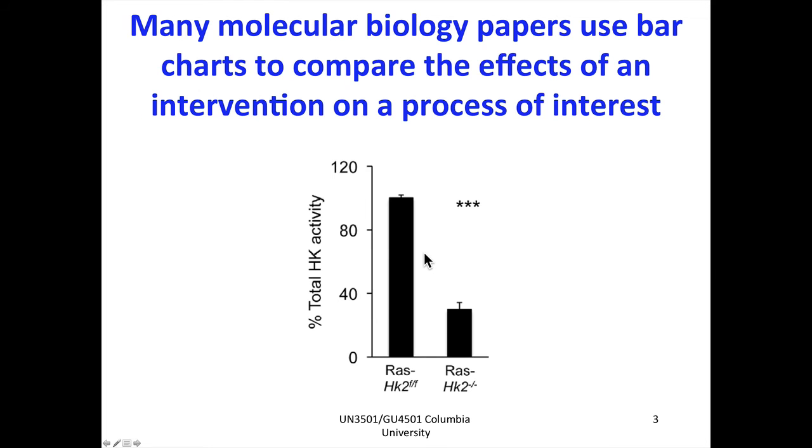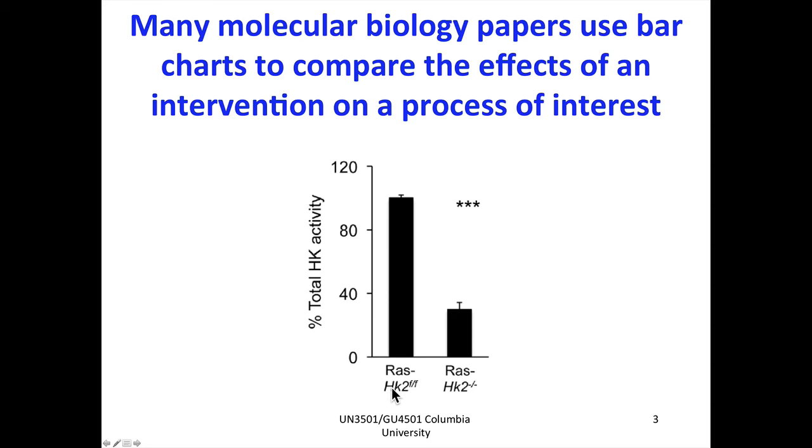So the other major kind of figure you often see in primary research articles is a bar chart. A bar chart where we're just comparing the effect of two different treatments or two different conditions or an intervention on some process of interest. So let's look at an example here. Here, these authors were looking at what happens when they remove hexokinase 2 from cells. So these are RAS cells that either have hexokinase 2 on the left.